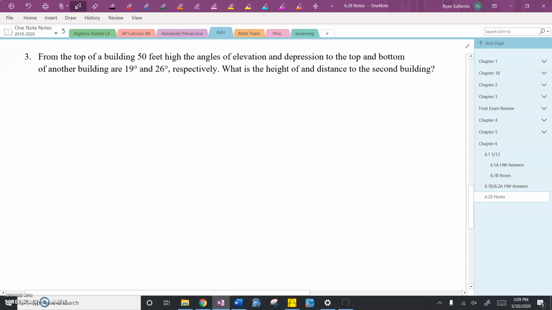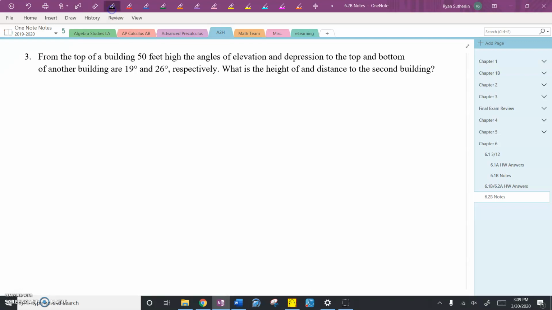From the top of a building 50 feet high, the angles of elevation and depression to the top and bottom of another building are 19 and 26 degrees respectively. What is the height of and the distance to the second building? This is a tough picture to draw, so pause the video, try to draw it, and then once you have an attempt, press play and see how you did.